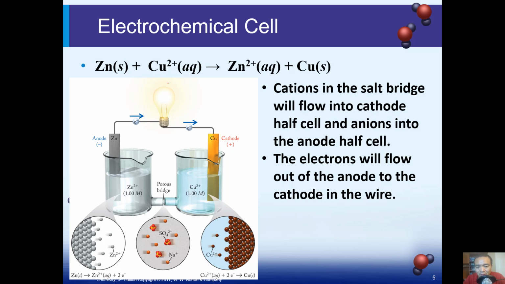An example of an electrochemical cell using the spontaneous zinc and copper redox reaction discussed previously is presented in this figure here. The oxidation half cell is on the left side, and the oxidation half cell is called the anode. So that's the oxidation half cell, because the oxidation state increases from 0 to +2. That's the oxidation state 0. This is +2 over here.